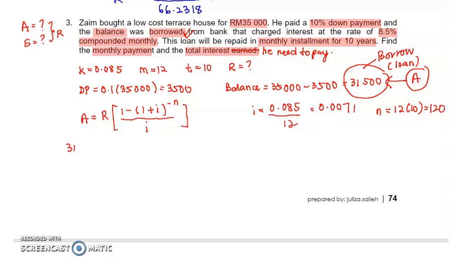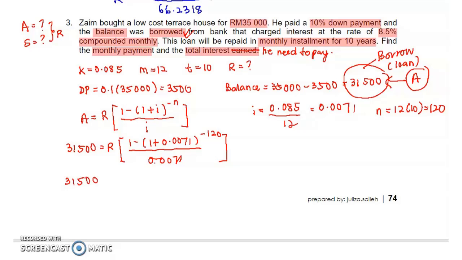So A, 31,500 equal to R multiply 1 minus 1 plus 0.0071 power of negative 120 divided by 0.0071. Okay, calculate value inside square bracket. We will get 80.5849. So R equal to 31,500 divided by 80.5849.